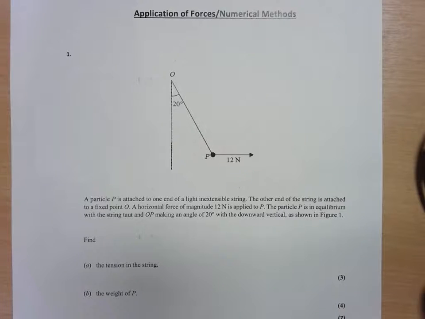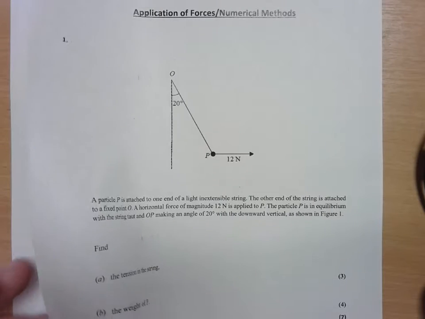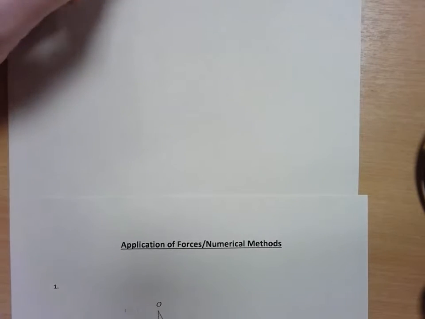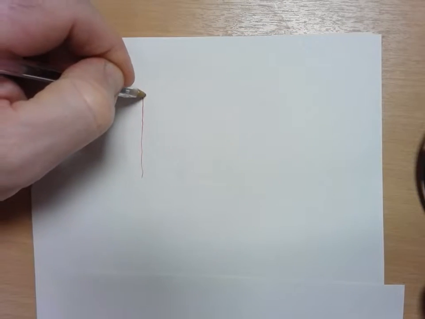Okay, question 1. It's a statics question. I've got a particle that's attached to one end of a light inextensible string, as you can see in the question. So the first thing I'm going to do, which I really do with all mechanics questions, is draw a nice big diagram showing everything and then put in extra details that aren't in the question. So, a straight line down there.